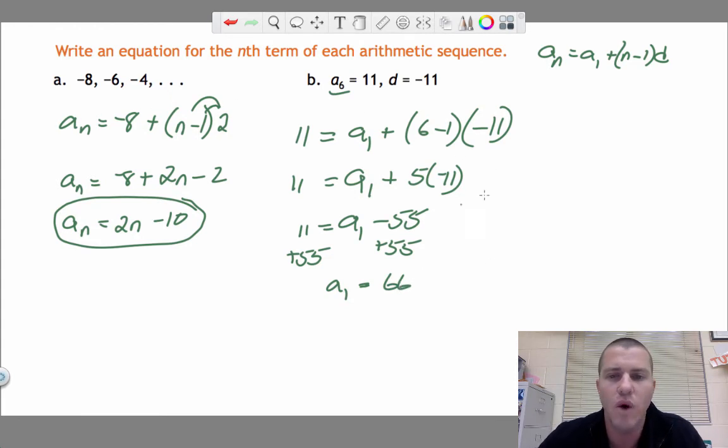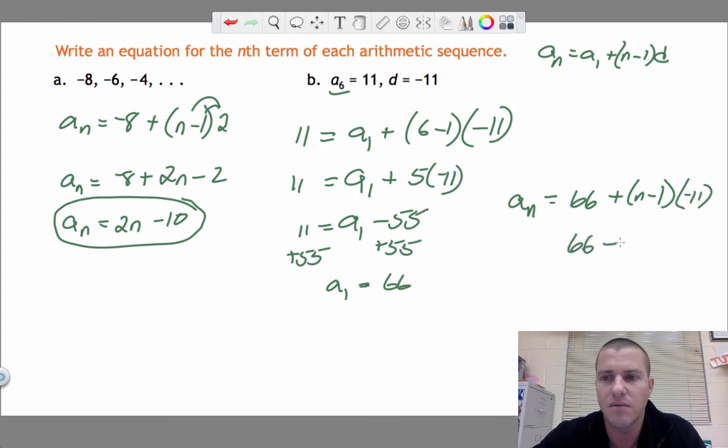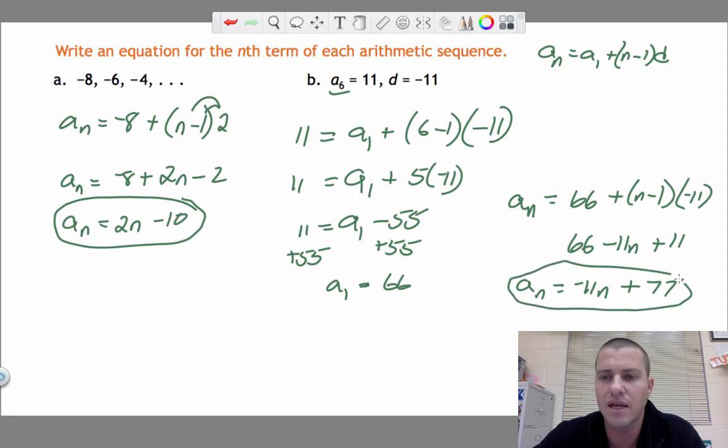So now I can write the equation a sub n is equal to 66 plus n minus 1 times negative 11. When I distribute, 66 minus 11n plus 11, combine those two, and I get a sub n is equal to negative 11n plus 77. Notice that the common difference here was 2. The common difference here was 11. When you write the formula or the equation for it, that becomes the slope of that linear function.